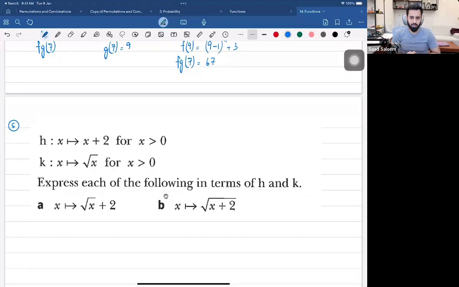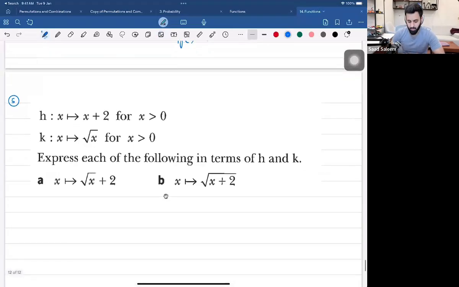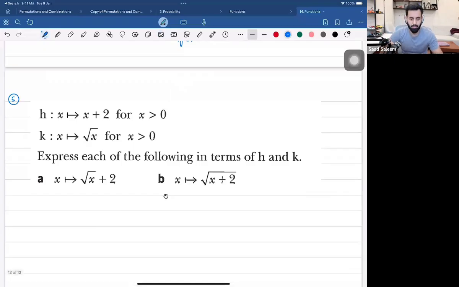In this question, we don't have a lot of options, so we can do a bit of trial and error to figure out the exact answer. So I'd like you guys to figure it out. What should I do with the two functions so that I get root x plus 2? Should I plug in k and h, or should I plug in h and k? Figure it out. Do a bit of trial and error if you have to. Nothing to worry about. And please don't shy away. At any point, you should never shy away from trial and error.